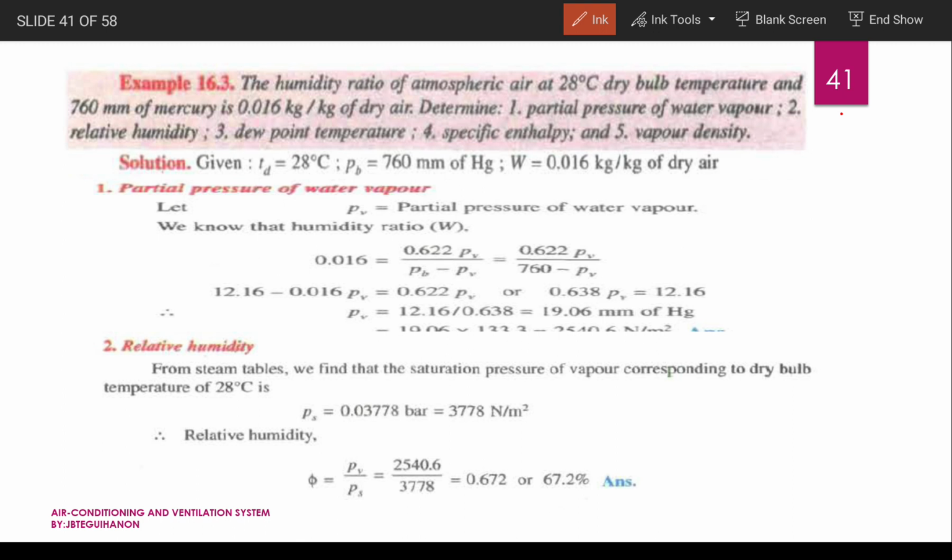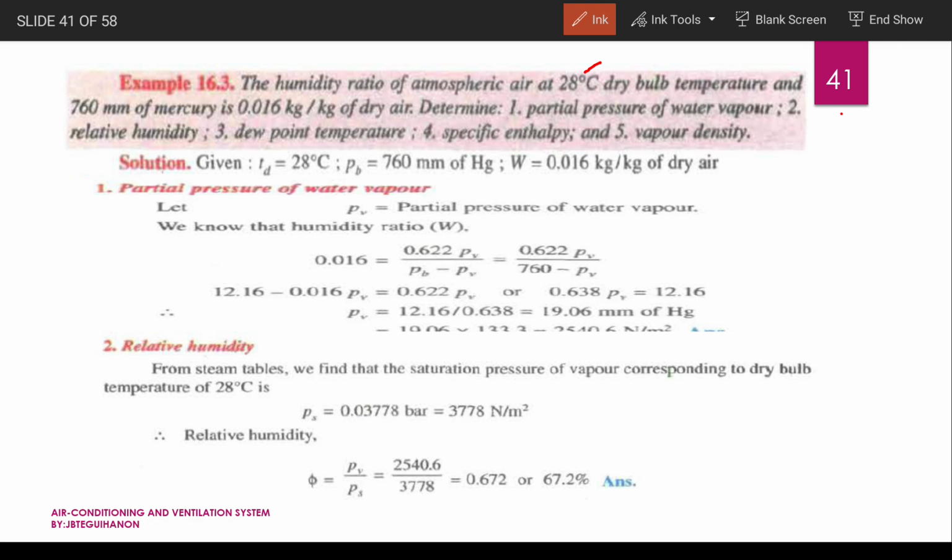Ito yung problem, no? Sabi rito, the humidity ratio of atmospheric air, 28 degree Celsius dry bulb temperature and 760 millimeter of mercury is 0.016 kilogram per kilogram dry air. Determine: 1, partial pressure of water vapor; 2, relative humidity, or RH; 3, dew point temperature; 4, specific enthalpy; and 5, yung vapor density.